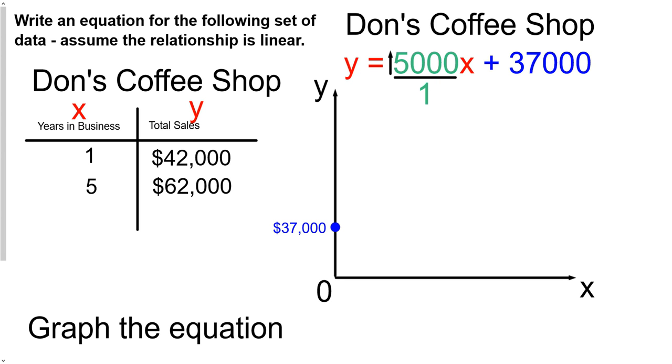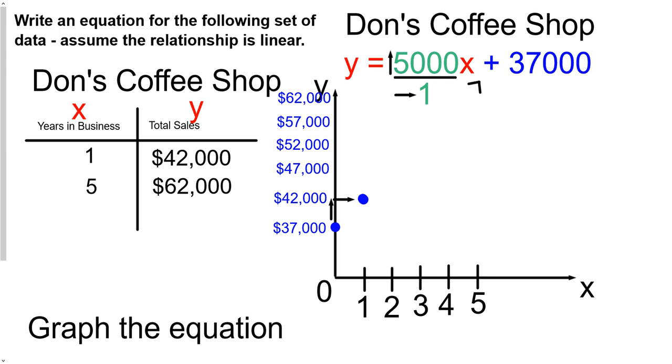So if I literally said, let's go up 5,000, that would put us from $37,000 to 42,000. And if it said once to the right, then we could just literally go once to the right and put a dot right there. So here's 1 year. We've gone up 5,000 and 1 to the right. And now we can just draw the line and continue that pattern. Up 5,000, 1 to the right. And it just continues along. So we've graphed the equation from this table data of Don's Coffee Shop.